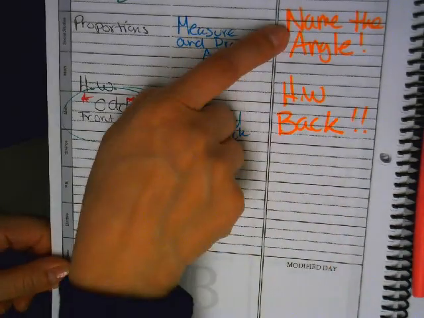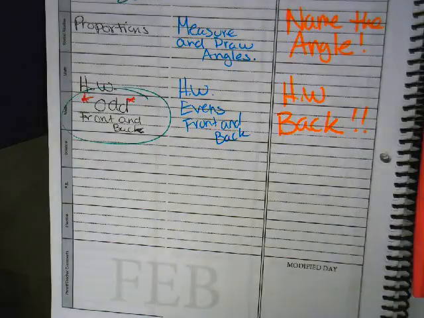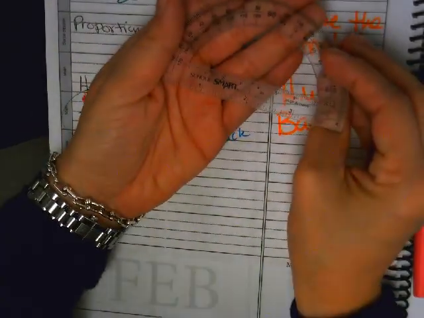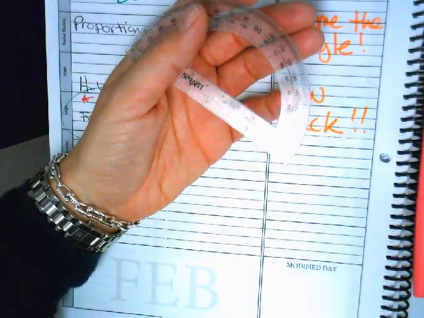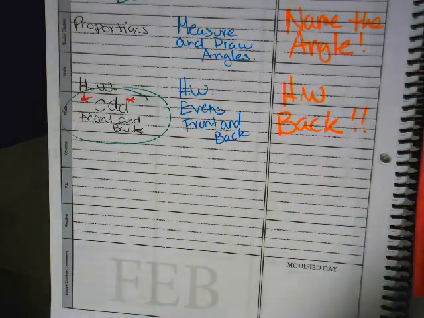So name the angles, homework, the back. For those of you who did not finish the worksheet yesterday because you didn't have a protractor at home, you'll have time today to finish that. Let's do this fast, easy, and painless. Okay.